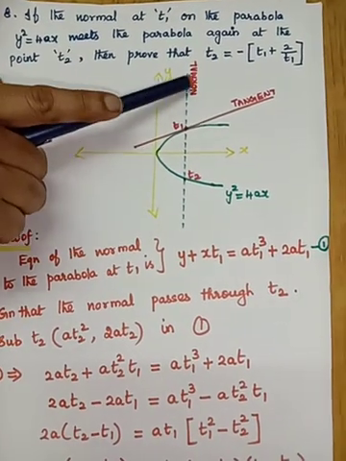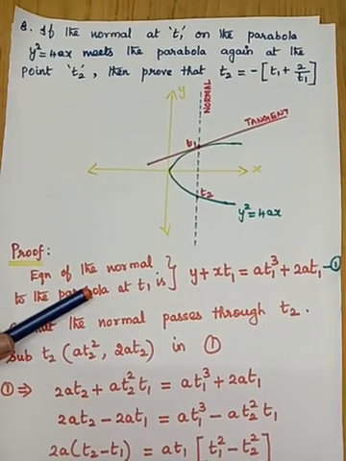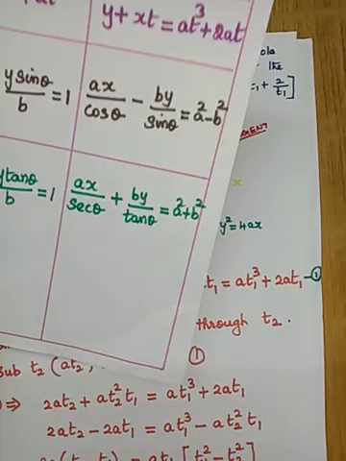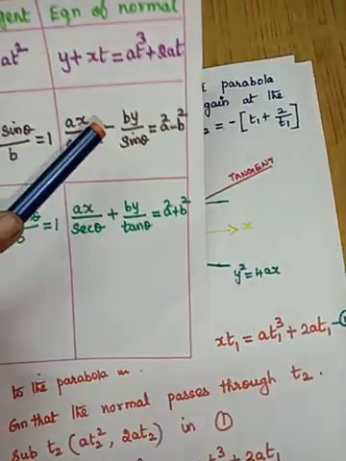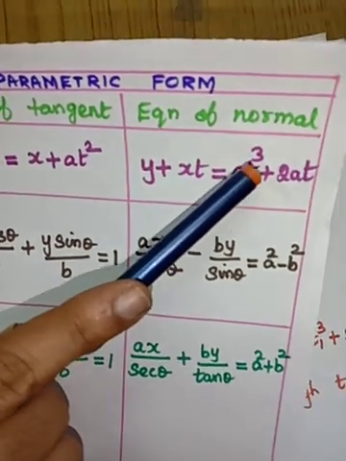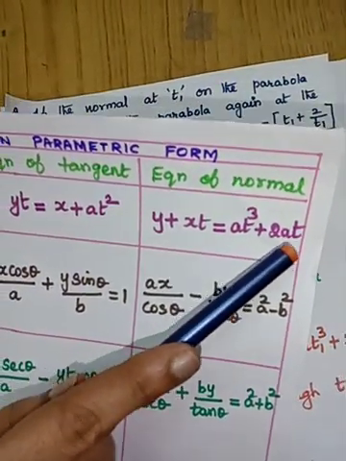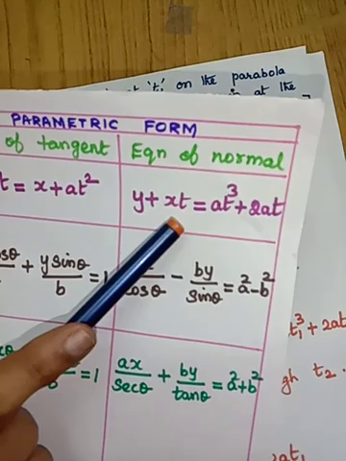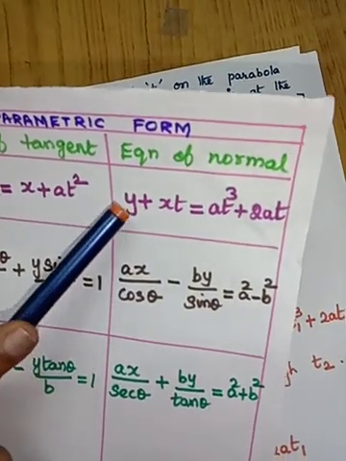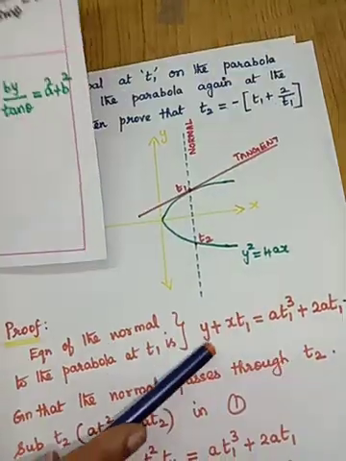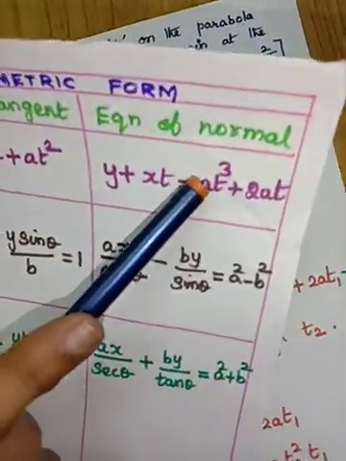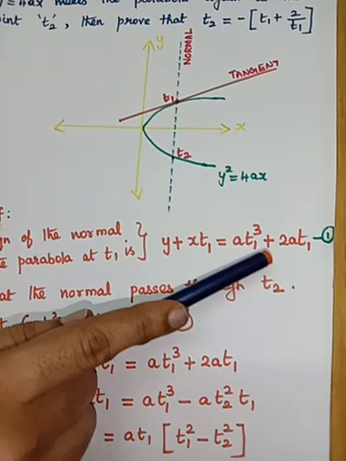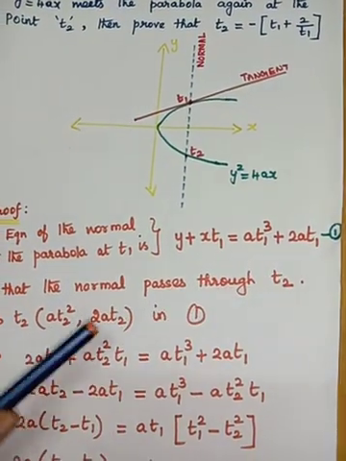Here the normal at t1 has to be found. The equation of the normal to the parabola is y plus x t is equal to a t cubed plus 2at. Here we are going to find the equation of the normal at t1, so in the place of t you substitute t1. The left side becomes y plus x t1, and the right side is a t1 cubed plus 2a t1. So what is given?